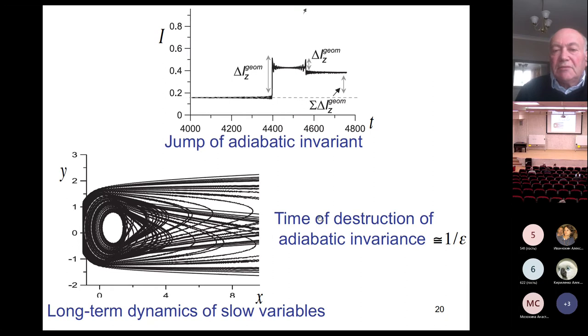destruction of the adiabatic invariant. So to conclude about passage through separatrix, there are two mechanisms here, dynamical jump and geometrical jump, and they are additional to each other. Even if here there is a destruction due to geometrical jump, there is also a dynamical one. Then after this, there is a slower process related to the dynamical jump.